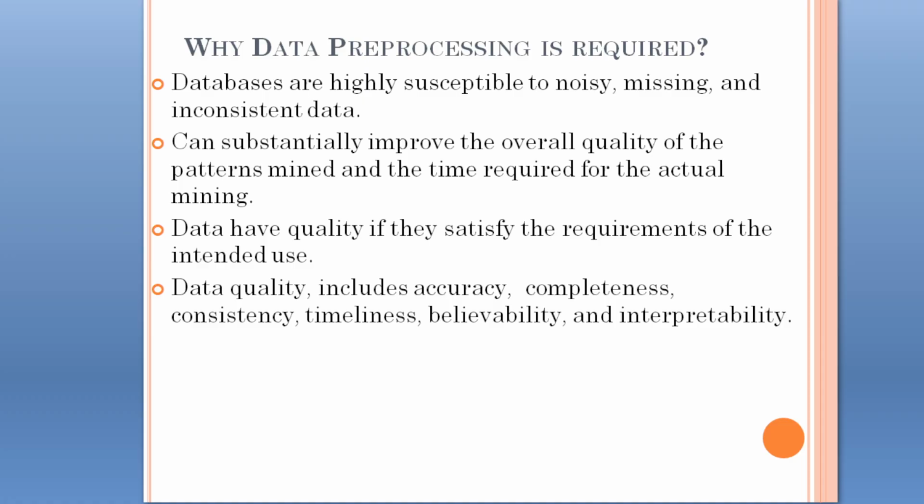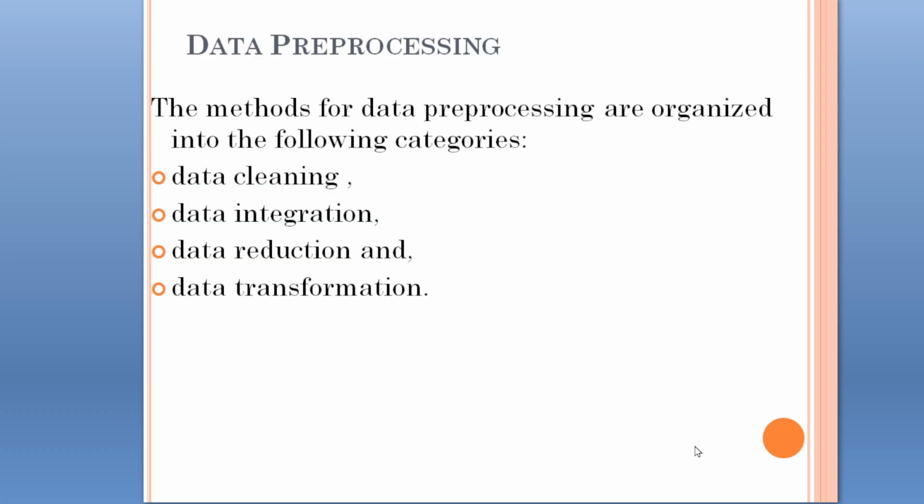Data have quality if they satisfy the requirements of the intended use. There are many factors comprising data quality, including accuracy, completeness, consistency, timeliness, believability, and interpretability. There are several data preprocessing methods. The methods for data preprocessing are organized into the following categories: data cleaning, data integration, data reduction, and data transformation.